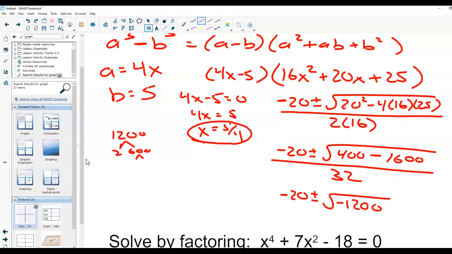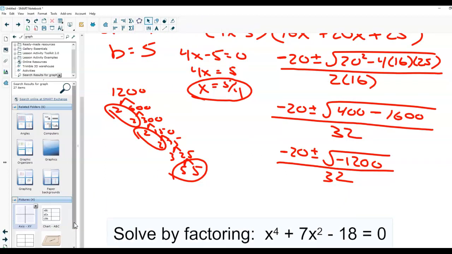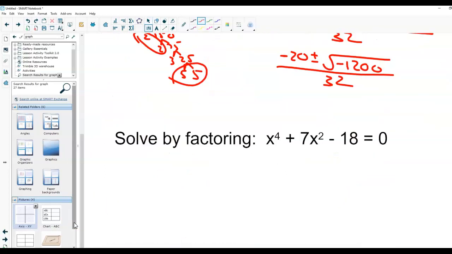2 and 600. 2 and 300. 2 and 150. 2 and 75. 3 and 25. 5 and 5. Pair of 2s, pair of 2s, pair of 5s. 2 times 2 is 4, times 5 is 20. This becomes 20i root 3. So I'm going to scroll this down a little bit more. Negative 20 plus or minus 20i root 3 over 32.